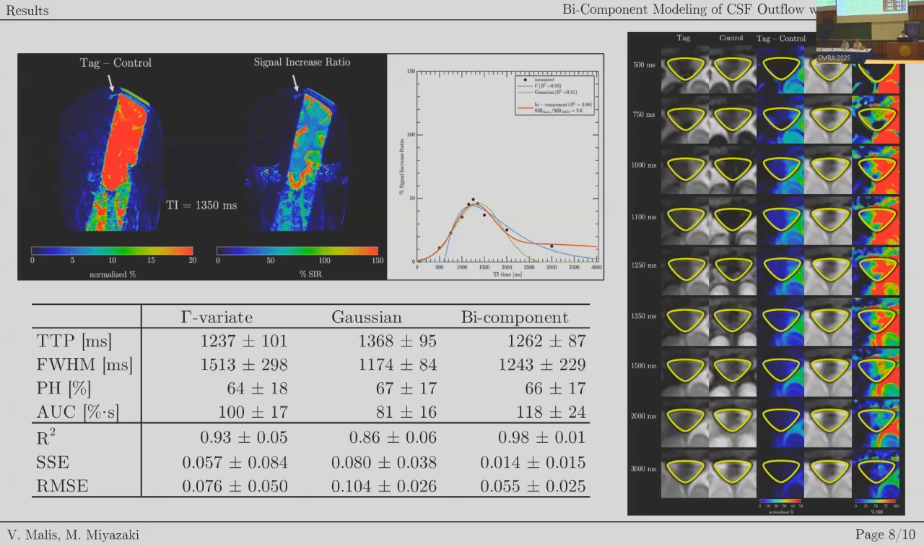These are also the quantitative metrics that you can get from that fits. And on the right are the actual zoomed in regions of the tag control, the difference between tag control, the M0, and the signal increase ratio. You can see how the signal actually increases all the way to about 1200 milliseconds and then washes out.